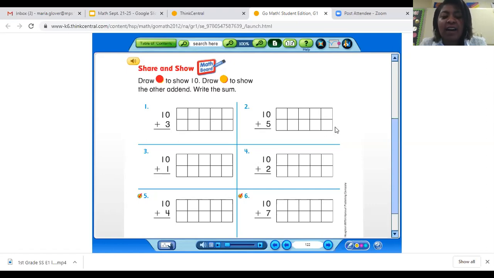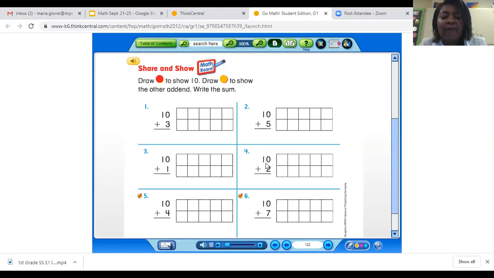All right, good job. How many are going to go in my window? It's a 10 frame, so how many? 10. How many outside of my window? 1. So that's 10, and I add 1, 11.